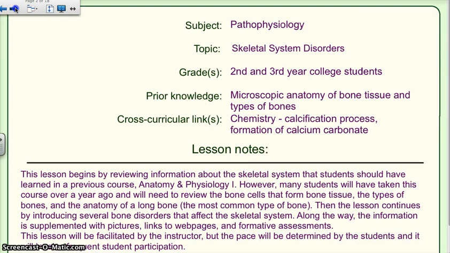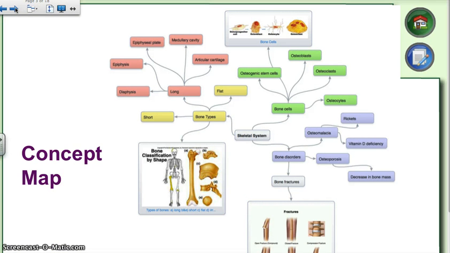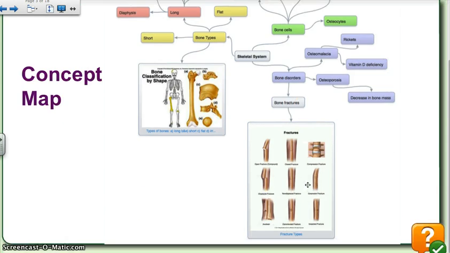On the next page, I've included a concept map so that students can see all the topics in the lesson and how they are related. The central item is the skeletal system, and then branching off are the major bone types, the 4 major types of bone cells and their diagrams, and 3 major kinds of bone disorders, including bone fractures and several types of these.